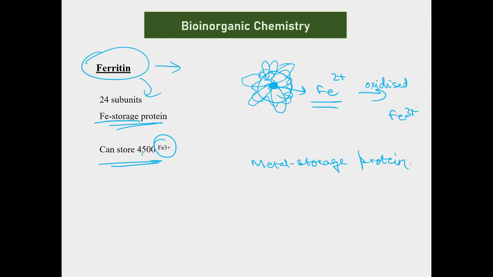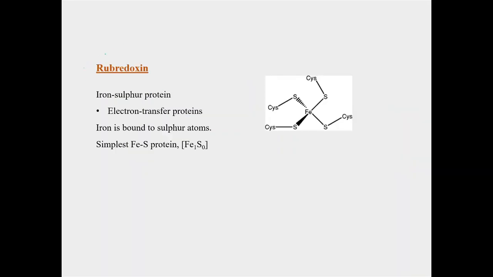Okay, the next is rubredoxin. What is rubredoxin? There are various iron sulfur proteins, and rubredoxin is the simplest iron sulfur protein among them. All these iron sulfur proteins are electron transfer proteins. Here iron is bound to sulfur atoms, that's why we call them iron sulfur proteins. As I said, this is the simplest FeS protein, which we often write as Fe1S0.